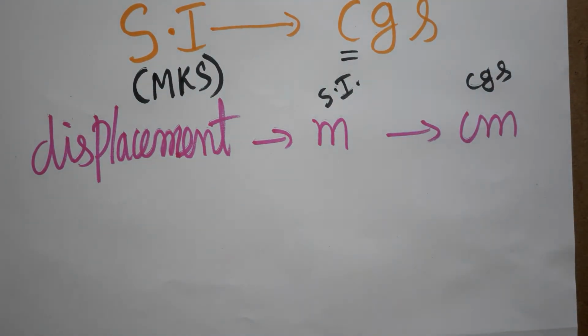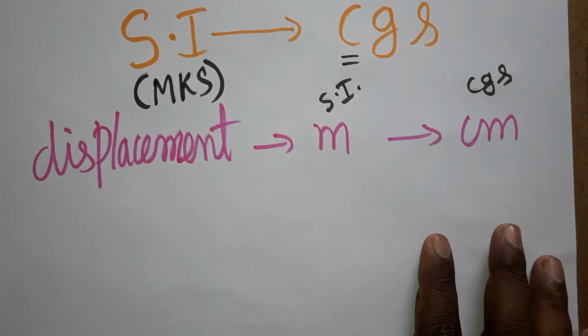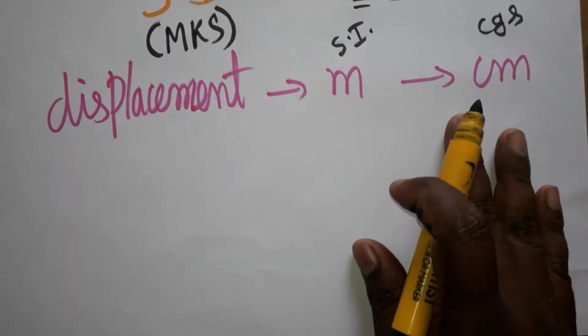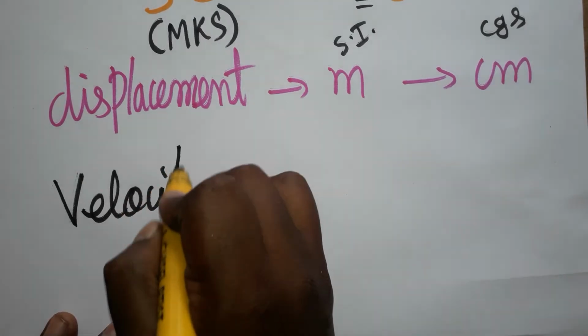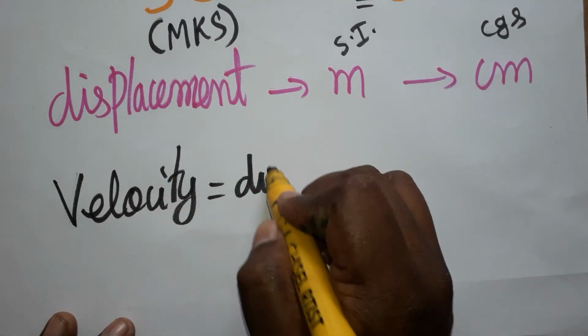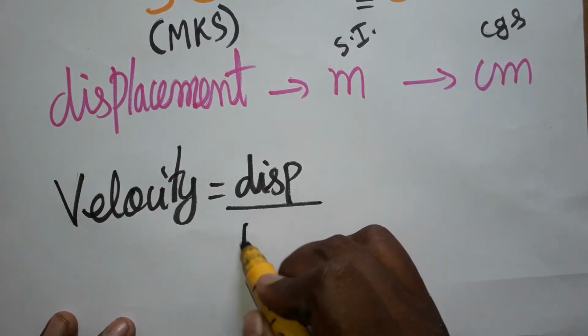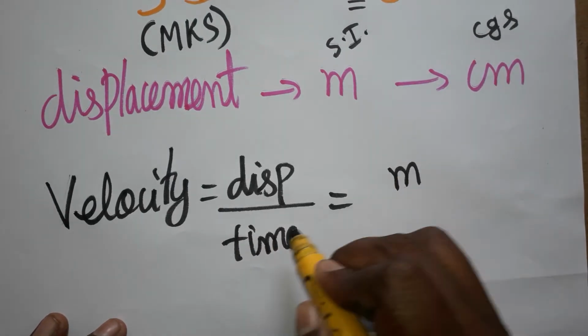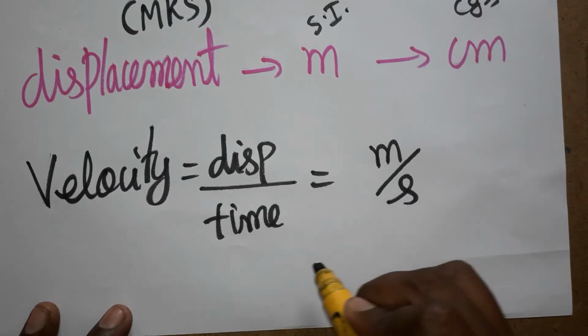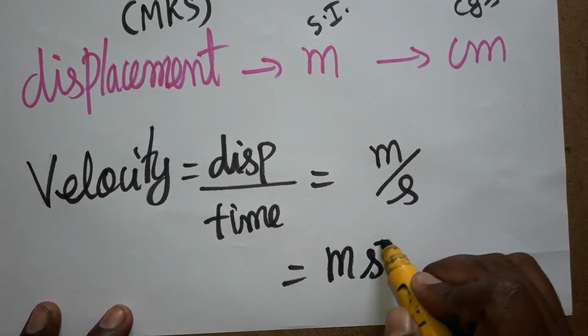The same way, I am going to teach you the SI and CGS systems for different units and also the conversion of SI unit to CGS system. That is the thing we are going to learn. First thing, velocity. Velocity is equal to displacement by time. Displacement is in meters and time is in seconds in the MKS system, so we can write it as meter second minus 1.